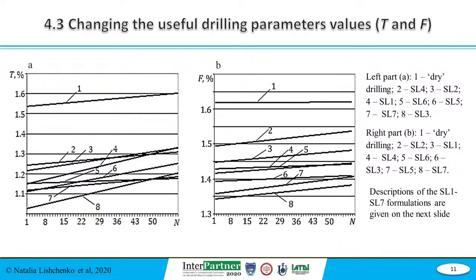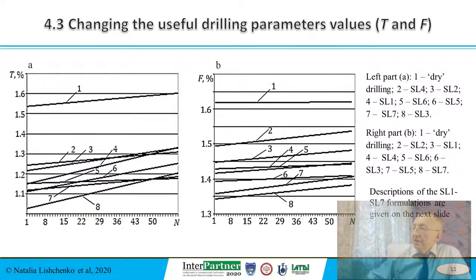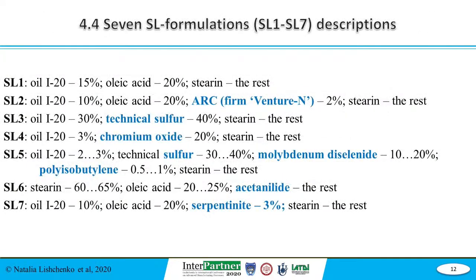Left part, 1 is dry drilling. 2, this is solid lubricant 4. 3, solid lubricant 2, and so on. Right part designated by letter B. 1 is dry drilling. 2, this is solid lubricant 2. 3, solid lubricant 4, and so on. Descriptions of the SL1 to SL7 formulations are given on the next slide, number 12.